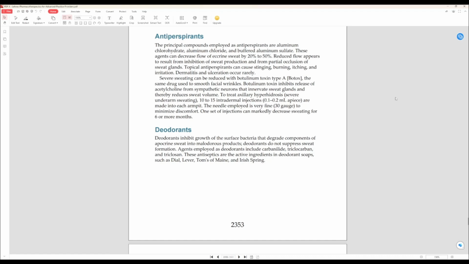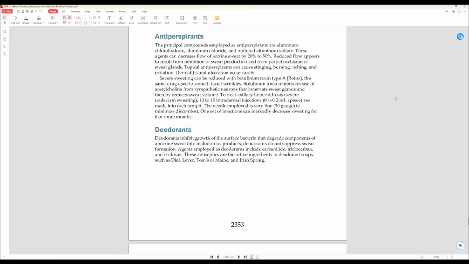To treat axillary hyperhidrosis, 10 to 15 intradermal injections are made into each armpit. The needle employed is very fine, a 30 gauge, to minimize discomfort. One set of injections can markedly decrease sweating for 6 or more months. Deodorants. Deodorants inhibit the growth of the surface bacteria that degrade components of apocrine sweat into the malodorous products. Deodorants do not suppress sweat formation.